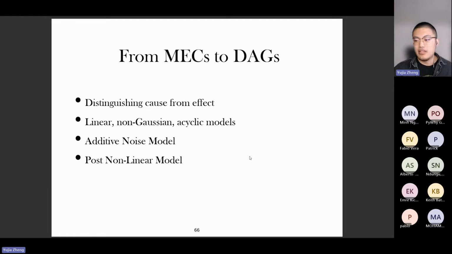However, for all these methods, even with the presence of some background knowledge, we cannot determine the direction for all edges, because the output of these methods are just CPDAGs, and they are just Markov equivalence classes. And each equivalence class consists of a lot of DAGs. So how can we go from the Markov equivalence classes to the DAGs? We need to distinguish cause from effect. We will discuss the linear non-Gaussian model, the additive noise model, as well as the post-nonlinear model, for which these models are proved to be identifiable, so that we can return the DAG, which means that we can always distinguish cause from effect for these methods.